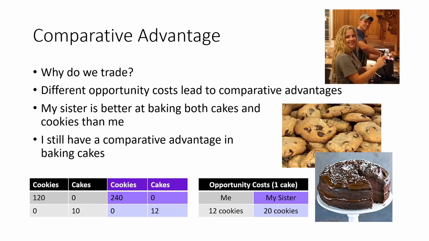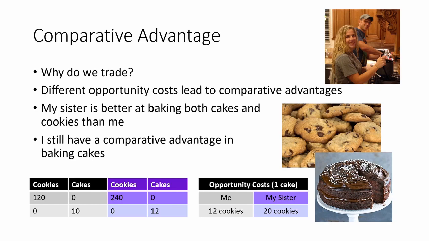This module is going to be all about international trade, and the main component of international trade is comparative advantage. If you don't recall comparative advantage, you can look back at that module. But comparative advantage is all about why we trade. People have different opportunity costs that lead to different comparative advantages.